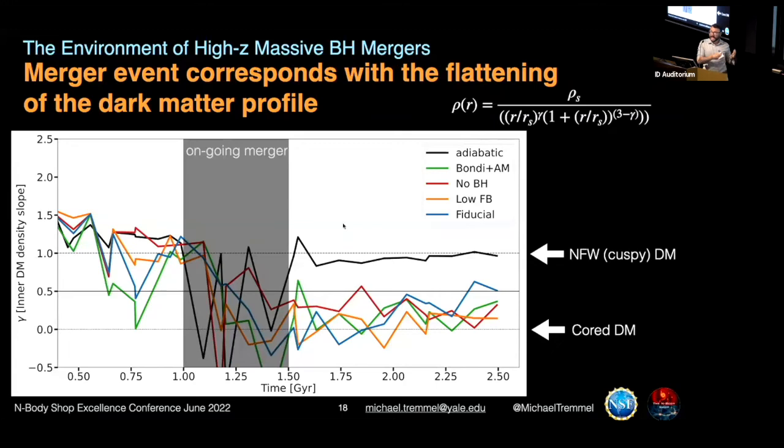And what we see is that after the merger event takes place, the dark matter profile of the galaxy becomes more or less cored. And that takes place whether or not you have black hole growth or not. Even in a simulation with no black holes, this always occurs. And so the black holes are evolving in a core dark matter halo after they merge, after the merger is done. And that can affect what happens on smaller scales.